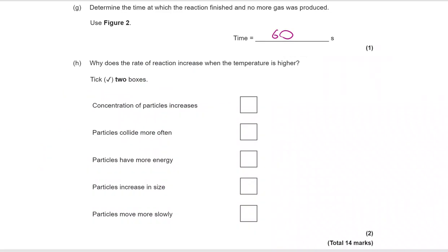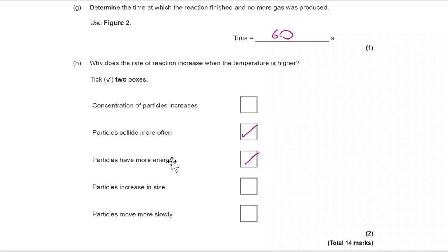Why does the rate of reaction increase when temperature is higher? Tick 2 boxes. Really important you read the question and not miss out there. Temperature does increase rate, or increasing temperature increases rate, and there are 2 reasons for it. One, there are more frequent collisions, and if there are more frequent collisions, there are more frequent successful collisions, and therefore the rate goes up.